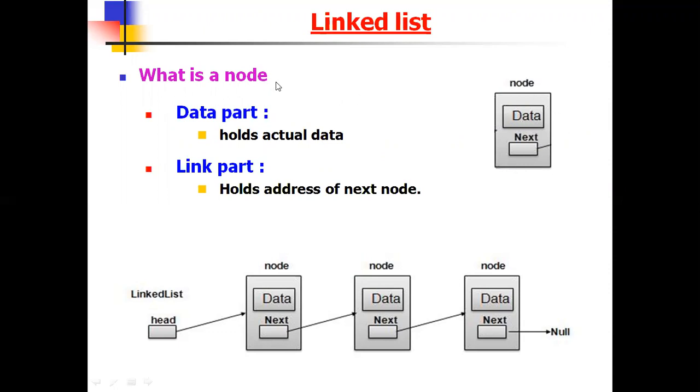So what is a node? Node has two parts. Data part is used to hold the actual data. You can have single data or multiple data in the data part. In our example, we are going to have a single data only. And the link part holds the address of the next node. So it's a pointer. Okay. So link part is a pointer, and that is how the node is represented as two parts.